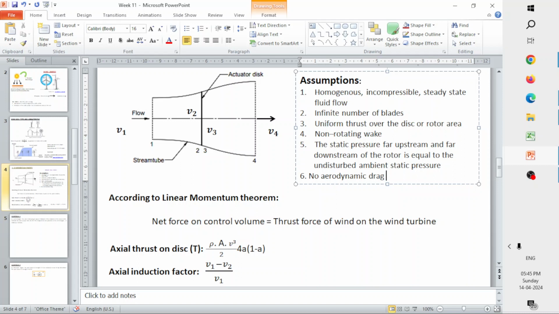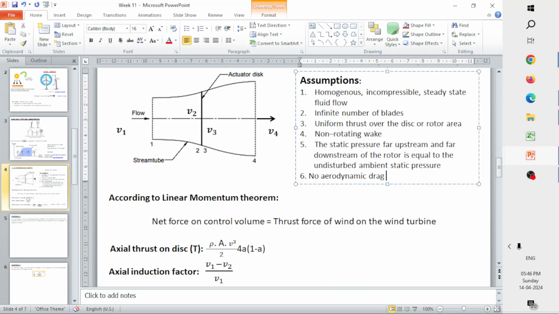So unless or until your wake is rotating in nature, there will not be much problem, there will not be much amount of energy dissipation. But once your wake starts rotating, due to that rotational motion, some amount of energy will be lost. And we have assumed that there will be no aerodynamic drag in the system, but there will be a non-zero aerodynamic drag, because there will be some amount of frictional force acting on your rotor.